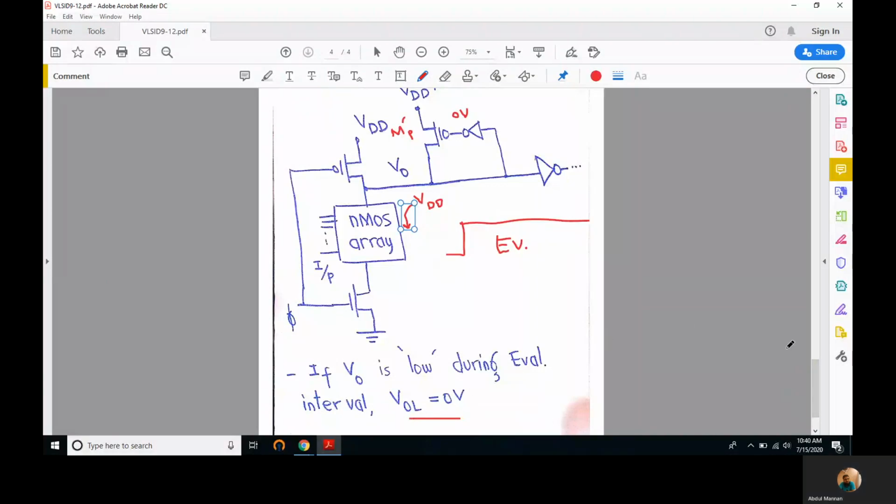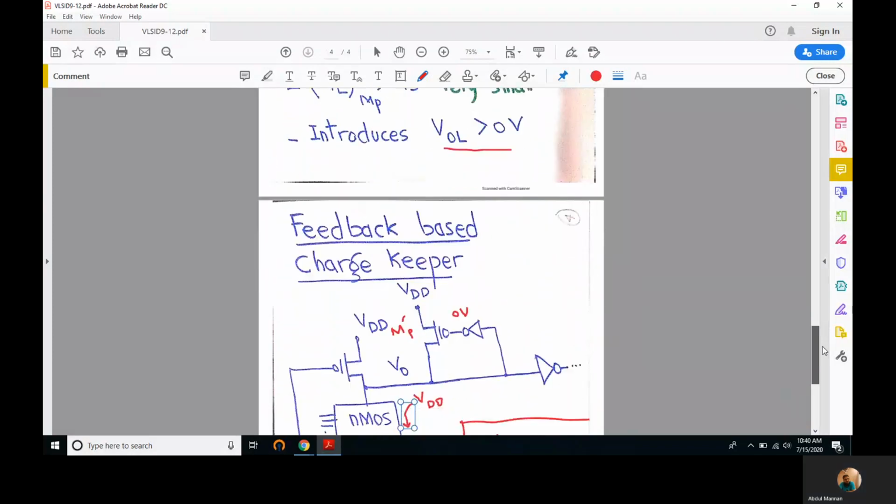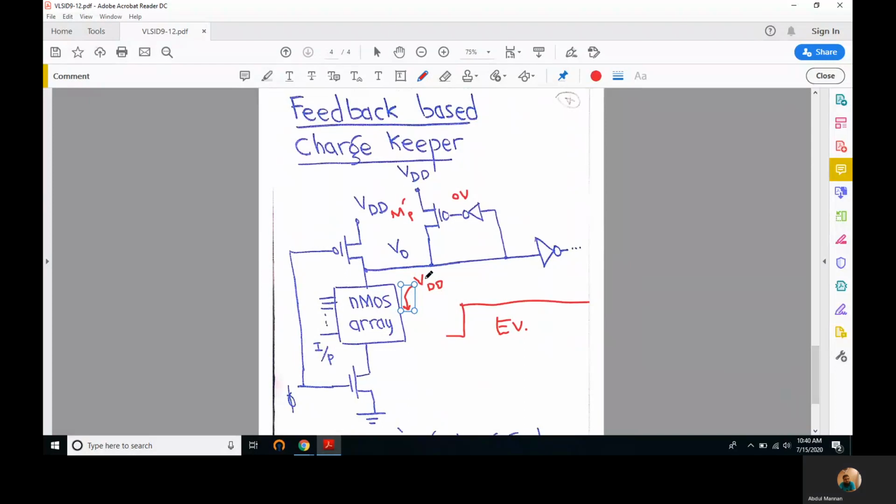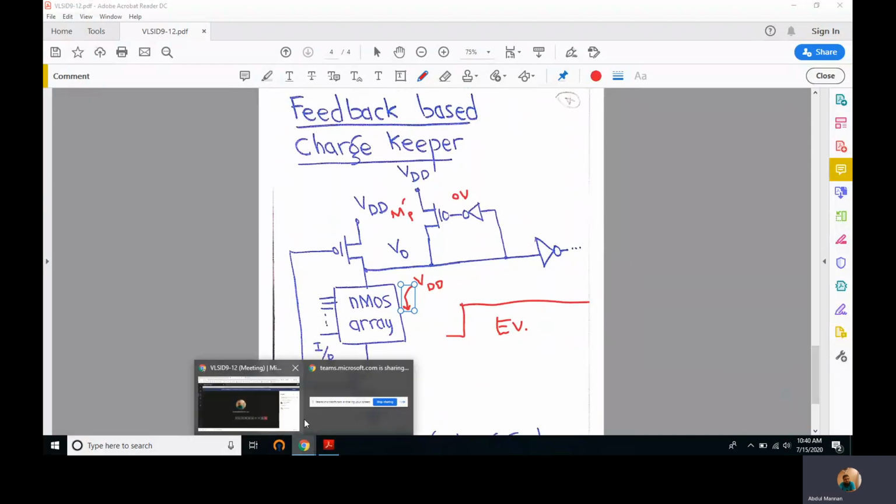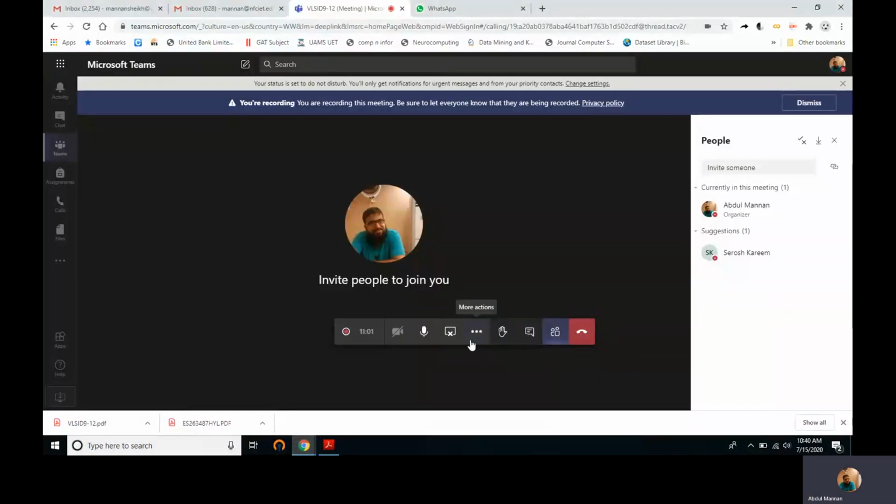So these are two types of charge keepers that we use to maintain the voltage at the output of a dynamic gate at VDD. We'll continue studying high-speed logic circuits in our upcoming lectures.